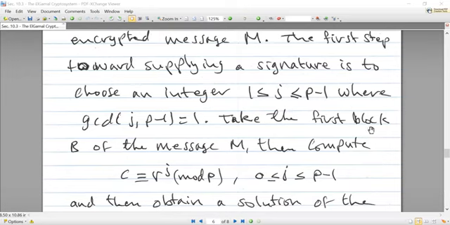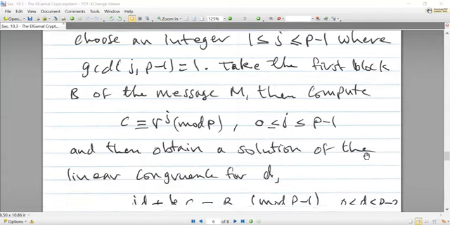Then we take the first block of the message M, whatever length it has, which is supposed to be less than P. And then we compute C, which is R to the J mod P. Of course, we reduce this mod P, so C is supposed to be between 0 and P minus 1. This is not J in here. This is an error.